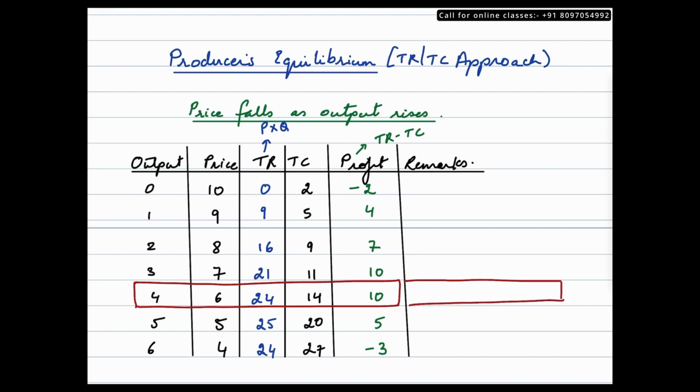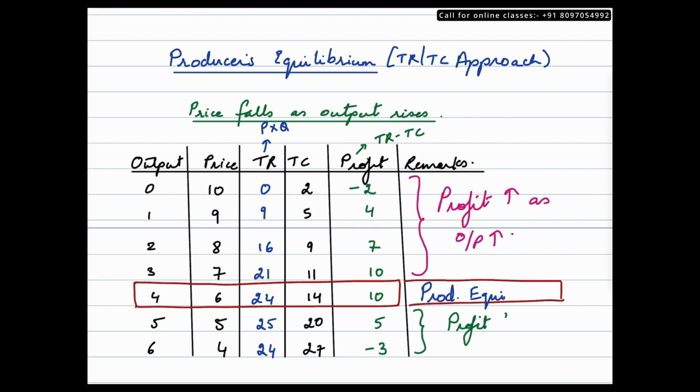Okay, let's quickly make the records over here. So this is producer's equilibrium. Over here, profit increases as output increases, whereas over here profit falls as output increases.